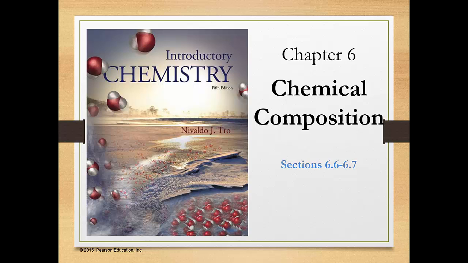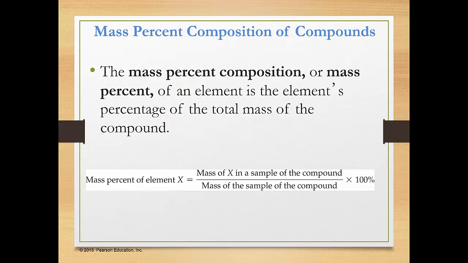In sections 6.6 and 6.7, we'll be looking at using the masses of the compounds and masses of individual elements to find what we call mass percent composition, or the mass percent. And that's just the ratio of the mass of the element within a compound to its total.